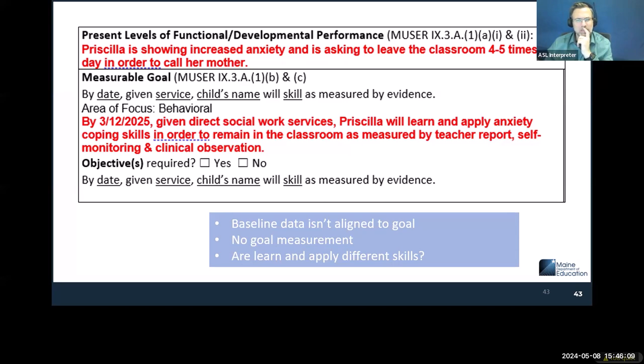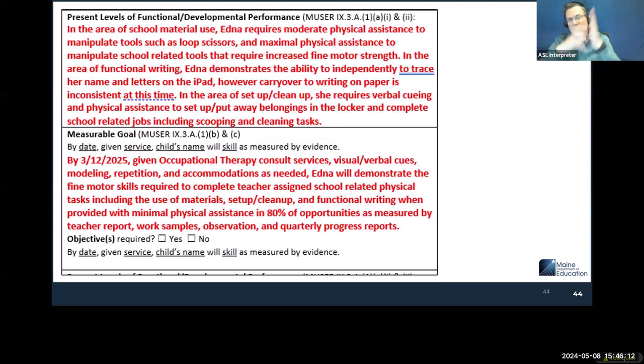All right, got another one. This one's a long one. Give it extra wait time.